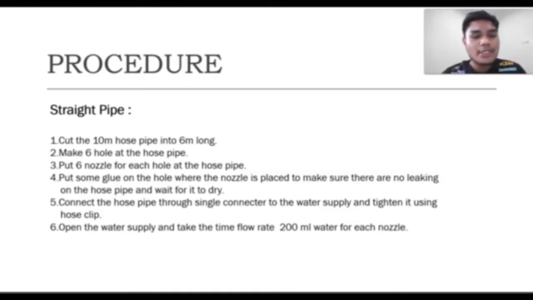Today, I would like to present the procedure for this experiment. For the straight pipe, first, we need to cut the 10-meter hose pipe into 6 meter long. Second, make 6 holes at the hose pipe. Third, put the 6 nozzles for each hole at the hose pipe. Fourth, put some glue on the hole where the nozzle is placed to make sure there is no leaking on the hose pipe, and wait for it to dry. Fifth, connect the hose pipe through single connector to the water supply and tighten it using hose clip. And lastly, open the water supply and take the time flow rate for 200 ml water for each nozzle.